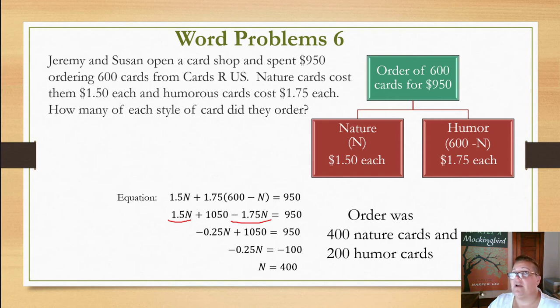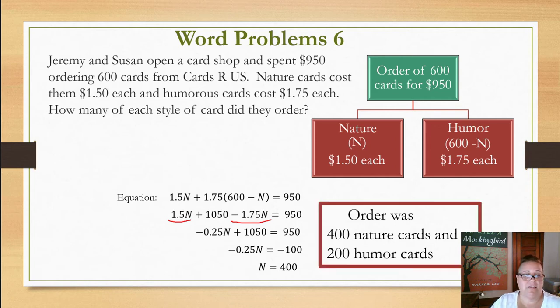Double checking to make sure I'm answering the question that was asked. I see how many cards of each style did they order, and I know that there were 400 nature cards and 200 humor cards, so that is indeed the final answer.